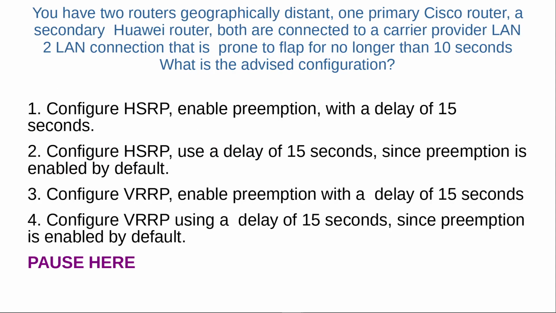Next question. You have 2 routers geographically distant, one primary Cisco router and a secondary Huawei router. Both are connected to a carrier provider LAN-to-LAN connection that is prone to flap for no longer than 10 seconds. What is the device configuration? The answer is number 4. Remember that FHRP is a multi-vendor standard and that it has preemption enabled by default.